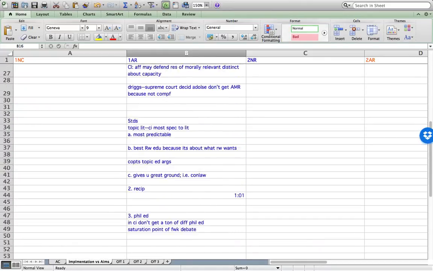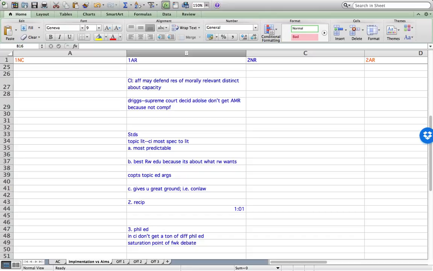So, lots of thoughts. I think that the topic literature, we're just going to start top down. So we'll start on the counter-interp. Counter-interp is fine. Topic literature standard is good.